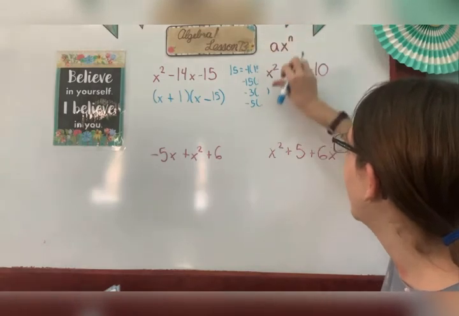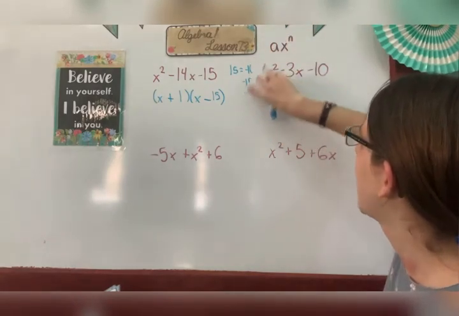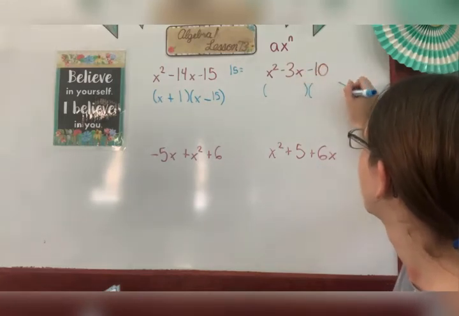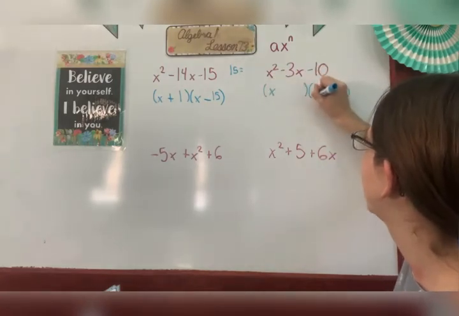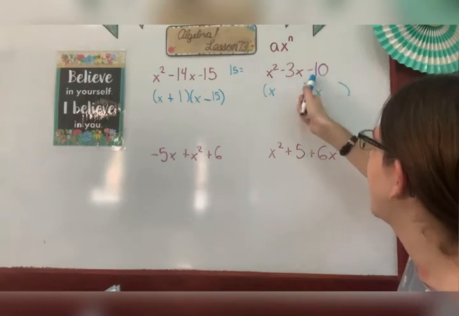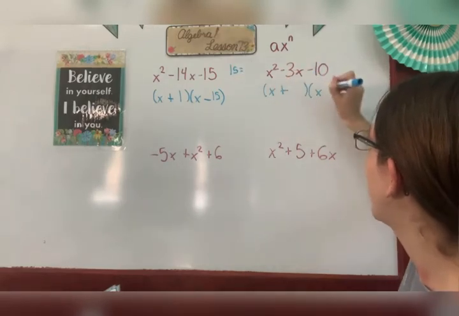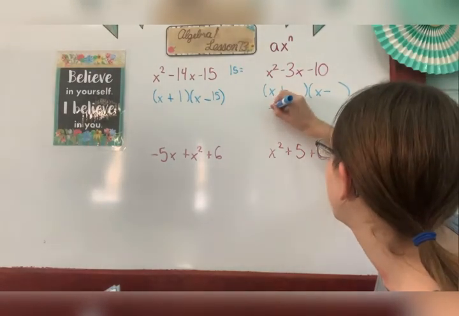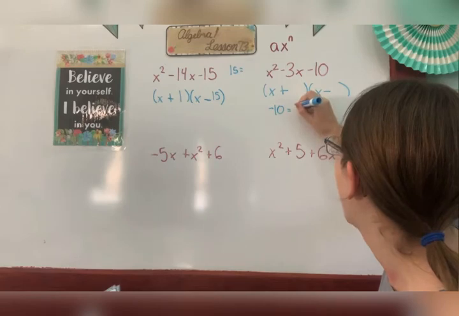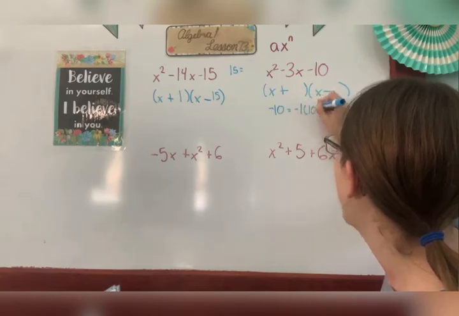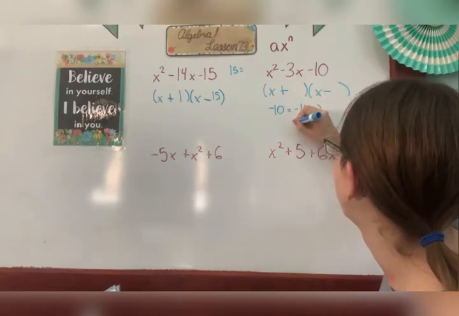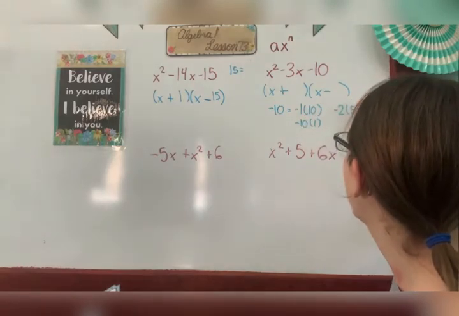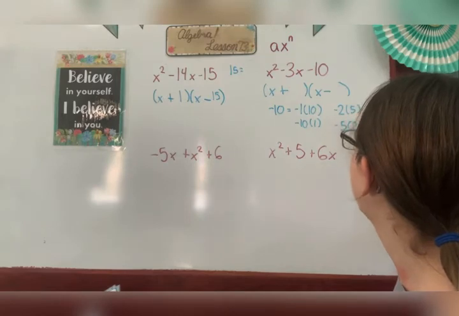I have x squared minus 3x minus 10. Set up my parentheses. I know that it's x times x. This is negative and so is this. Since the back number is negative, that means one is negative and one is positive. My factors of negative 10 would be negative 1 times positive 10, negative 10 times positive 1, negative 2 times positive 5, or negative 5 times positive 2.